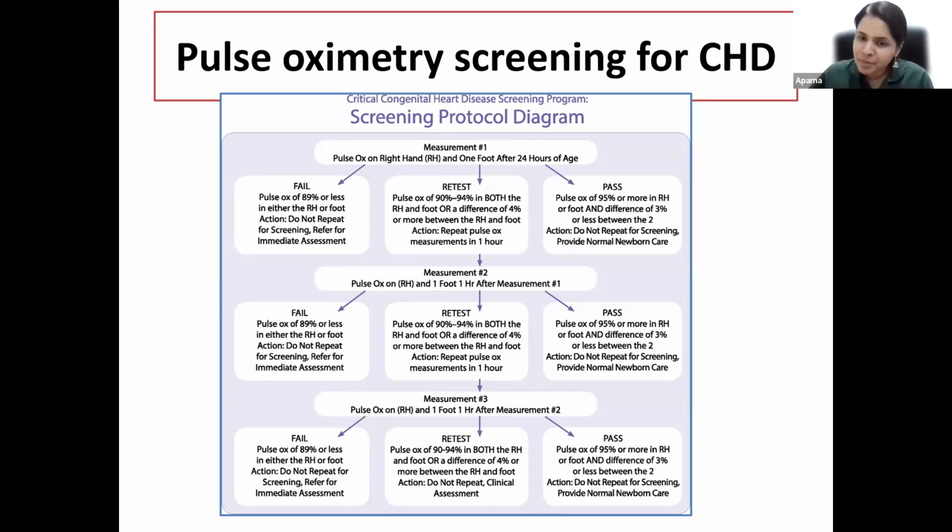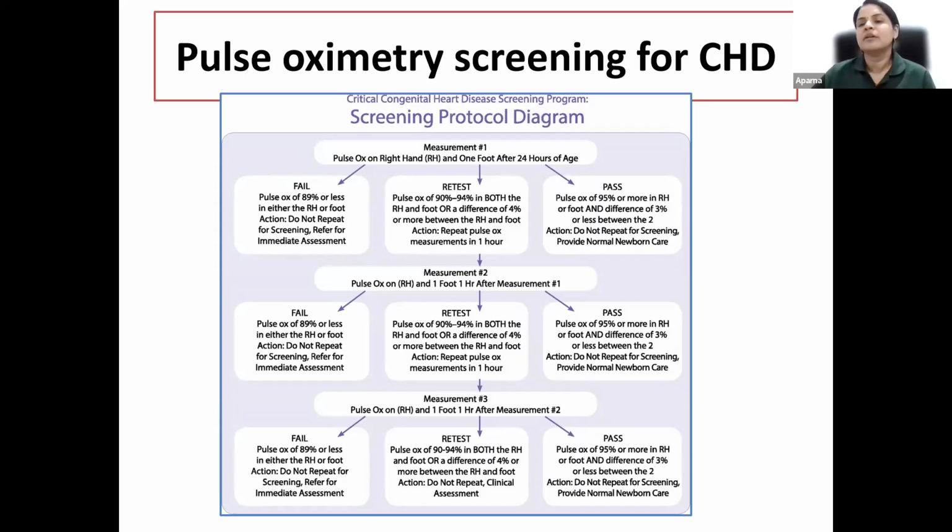So then a repeat measurement is taken. If it falls under the pass criteria, the normal criteria, then the infant is cleared as normal. Whereas in the retest, again, if it is doubtful, then we repeat another measurement after 1 hour. If it is repeatedly in the same zone, that is 90 to 94%, or pre-postductal saturations more than 3% difference, then we need to get an echocardiographic screening for this baby.